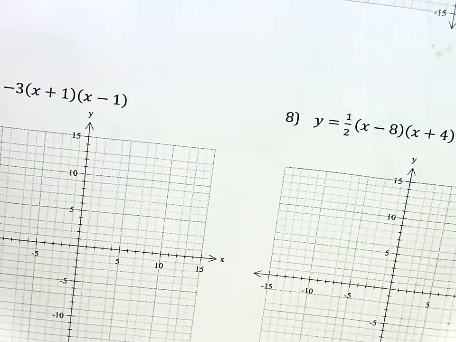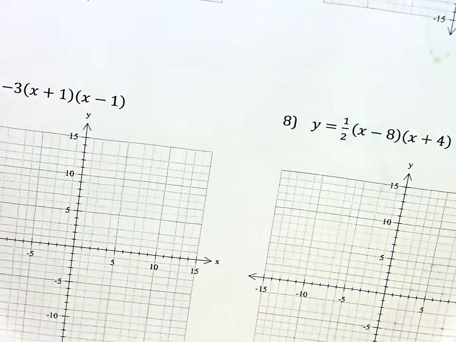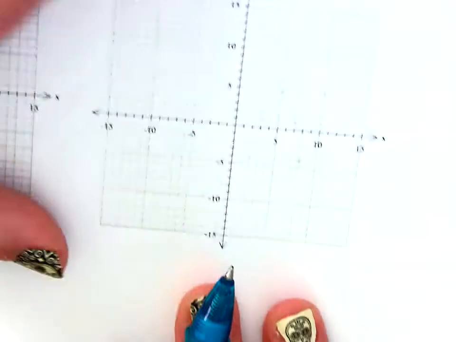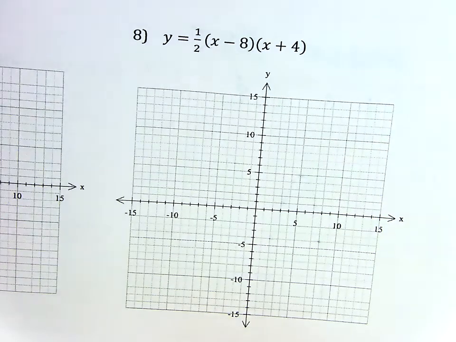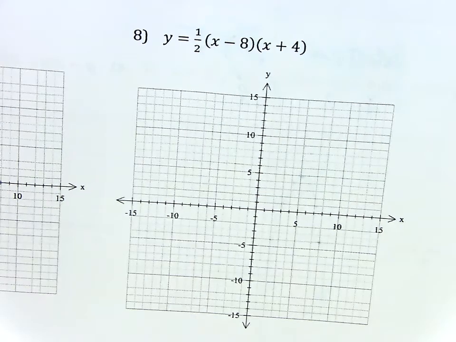Alright guys, if you flip to the back, I'd like to do one of the ones with the fraction as A. They're all a half, so that's not so bad. Number 8, sure. Okay, let's look at 8. So, again, I'd like you to start by finding your vertex. Plot the two x-intercepts, figure out where that vertex is.